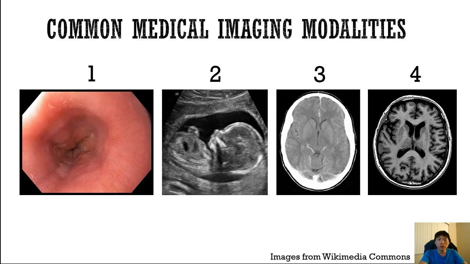I've shown four images that we commonly acquire in the clinic. So first, which image is ultrasound? So I see a lot of twos. So 2 is correct. 2 is showing an ultrasound image of a baby inside the mother.